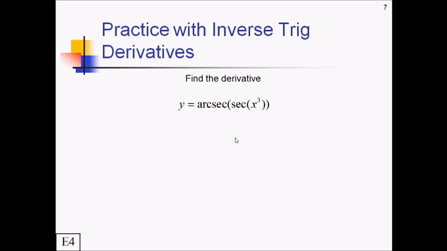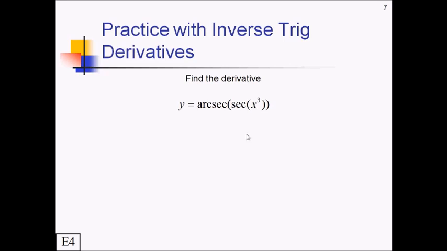Here's the last example. Pause the video and try this one on your own. All right, let's see what you came up with. Now you're thinking when you see this, okay, we have outer function of arc secant, inner function of secant, innermost function of x cubed. This is a triple chain rule.